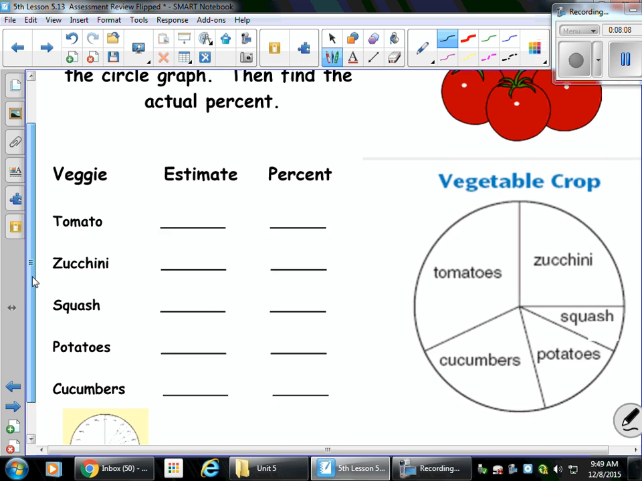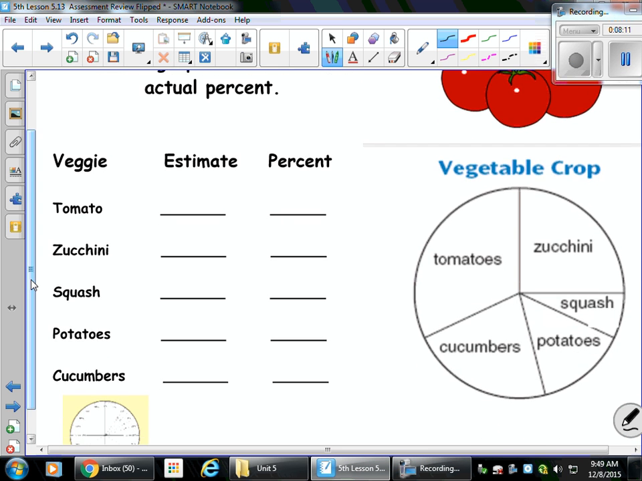All right, let's take a look here. First of all, you're going to see a problem pretty similar to this on your assessment, kids. First of all, I want you to estimate. So let's take a look at the zucchini there. Actually, we'll start with the tomato, okay? We know the tomato is a little bit past 25%, right? So let's go with 30% for your tomato. Let's keep on looking here. Zucchini looks like it's exactly 25%. That one's a little easier. Cucumbers looks less than 25%, doesn't it? So let's go with 20%.